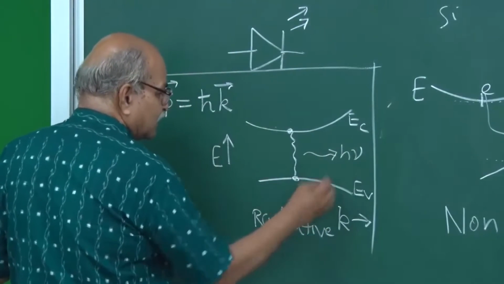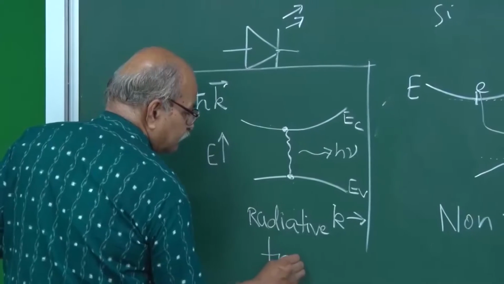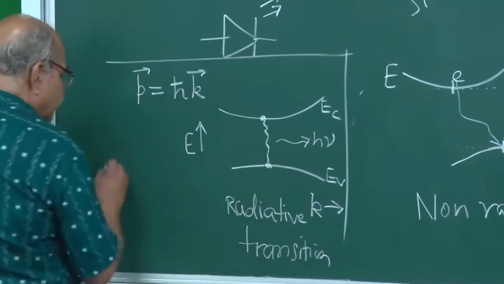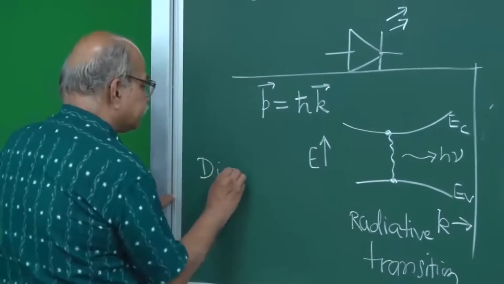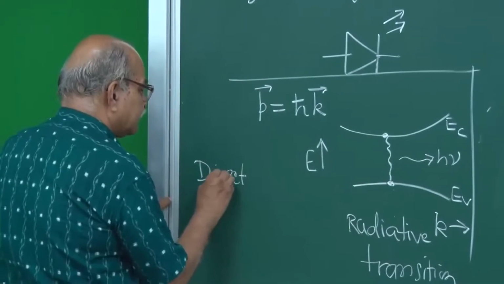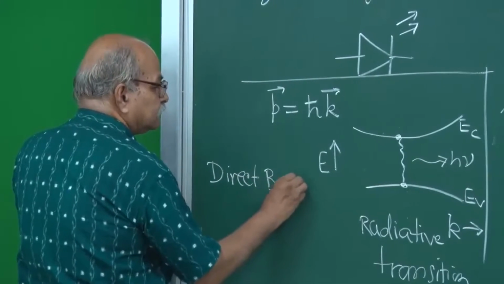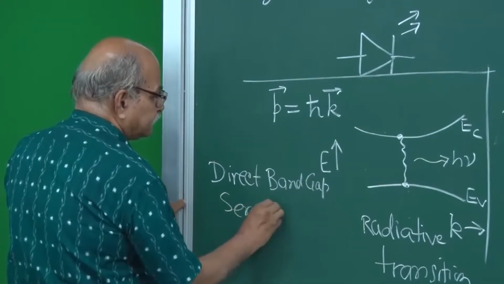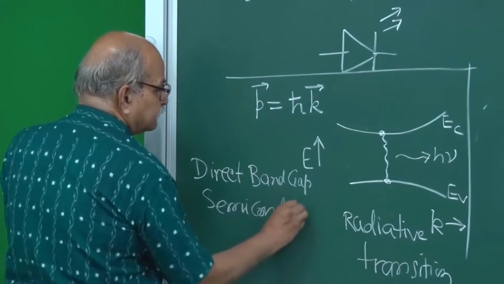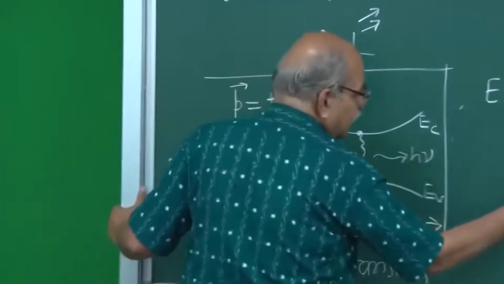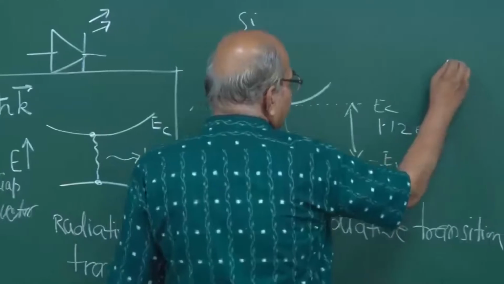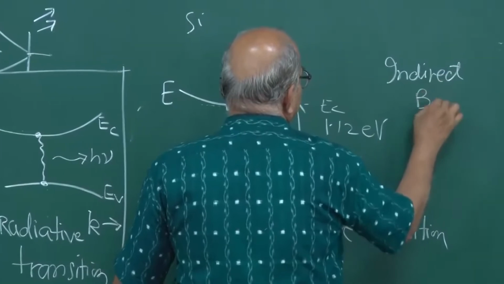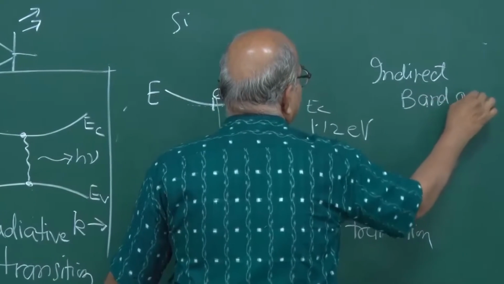Radiation is emitted, a photon is emitted. Such semiconductors are called direct band gap semiconductors. And these kind of semiconductors are called indirect band gap semiconductors.